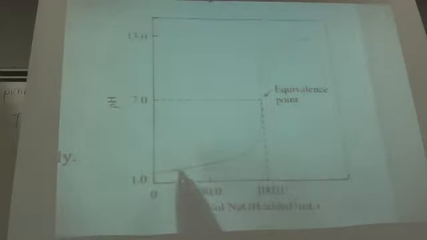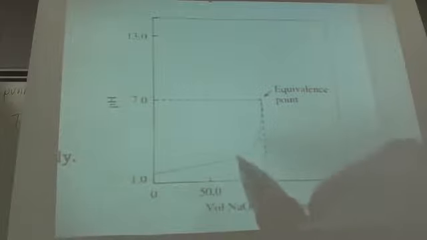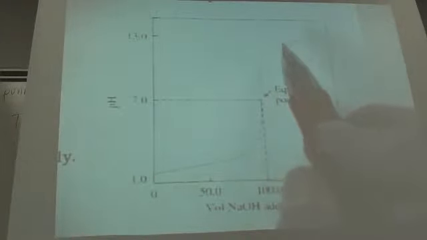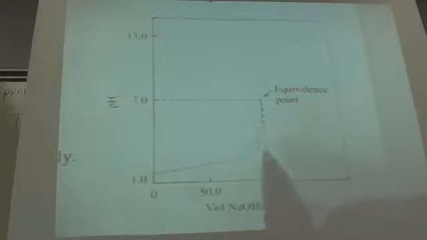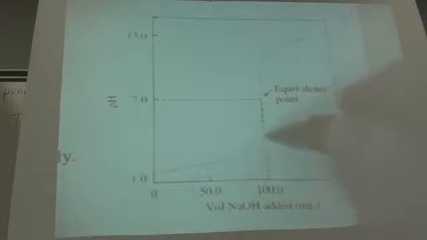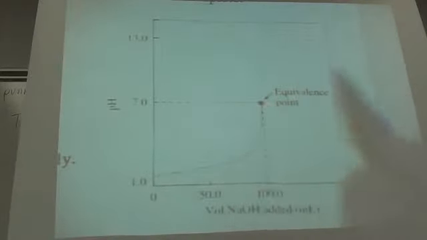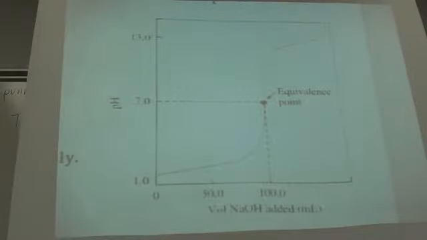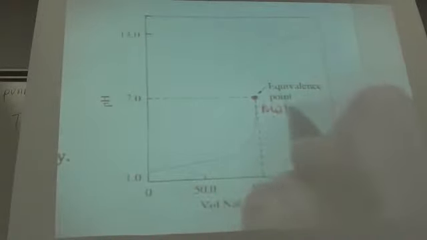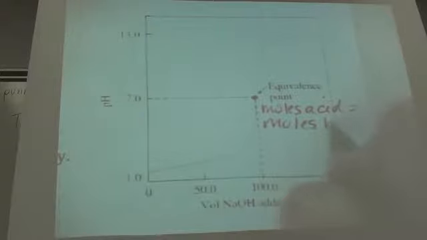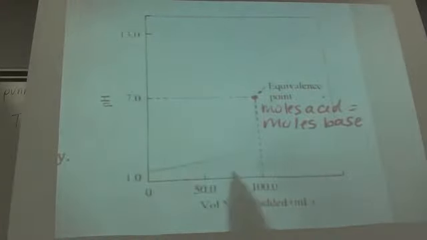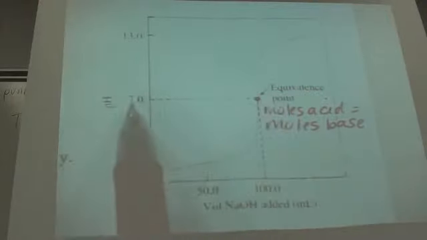You notice this portion of the curve, the pH is slightly changing, and then it has a huge meteoric rise in pH. If you look at this very small volume, very small run in X, there's a huge rise in Y. The equivalence point is when the moles of acid equals the moles of base. When you have a strong acid and a strong base, the pH at the equivalence point is always 7.